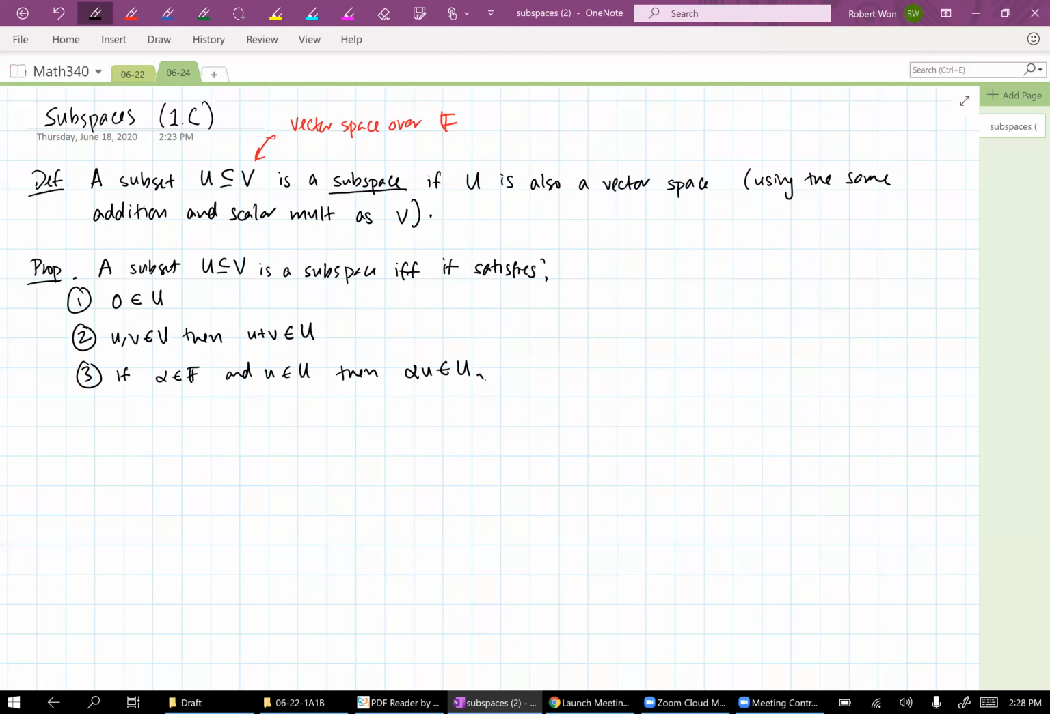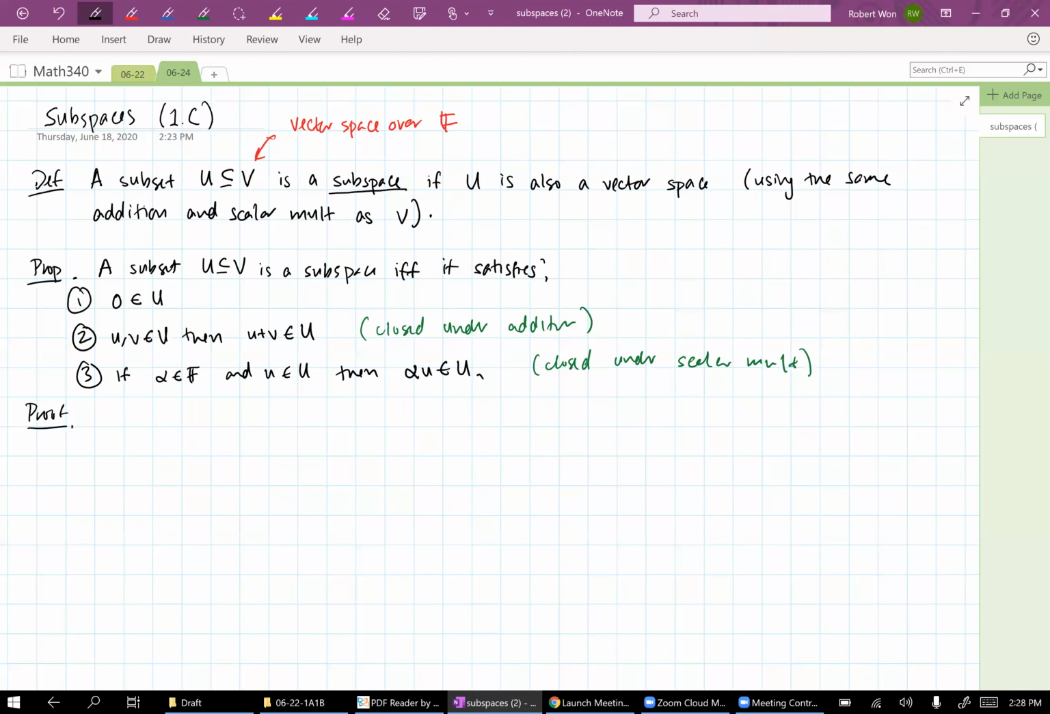Okay, so these 3 conditions are just that you contain the 0 vector. This is just to prevent edge cases like the empty set. So the empty set is not a subspace, right? Because it doesn't contain the 0 vector. And then this condition says you're closed under addition, and this condition says that you're closed under scalar multiplication. Right, so if you satisfy these 3 properties, then you are a subspace. So it's if and only if. So let's prove this. Okay, so I guess we'll do this direction first.